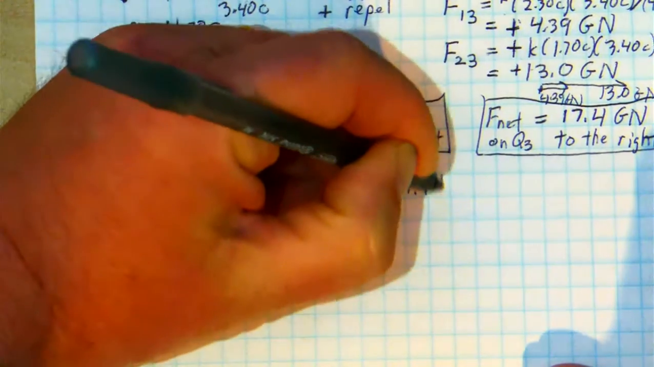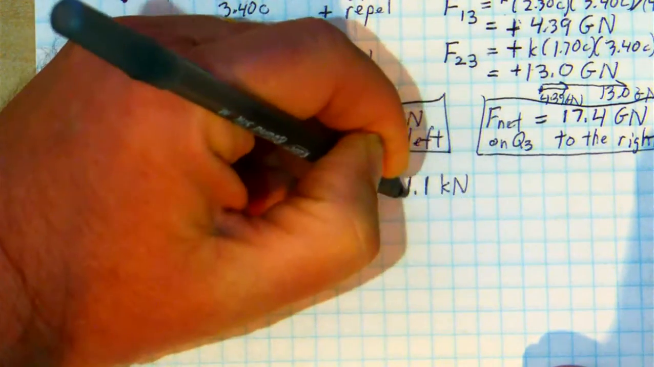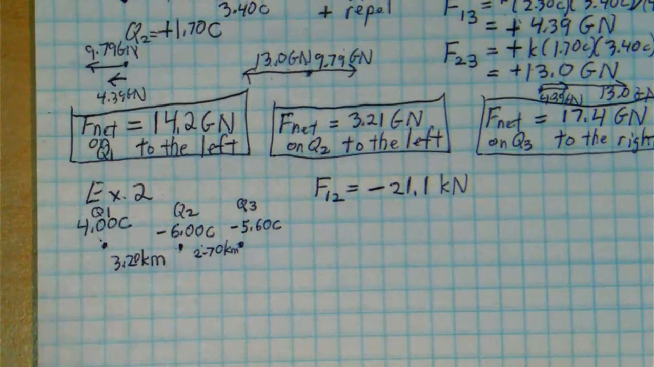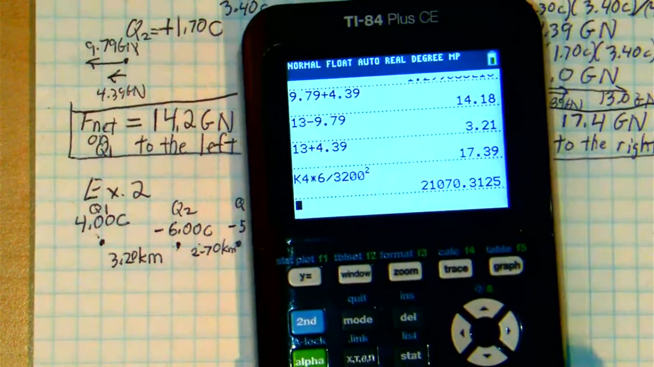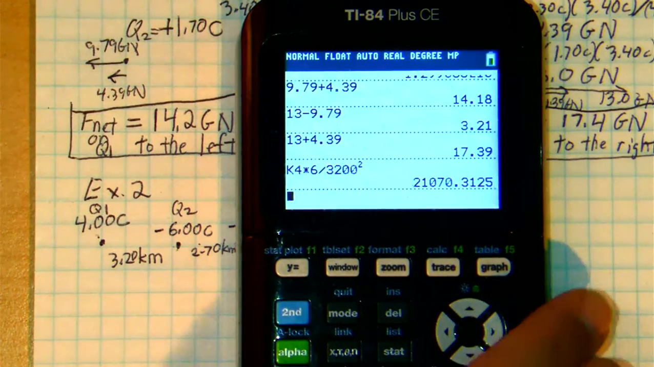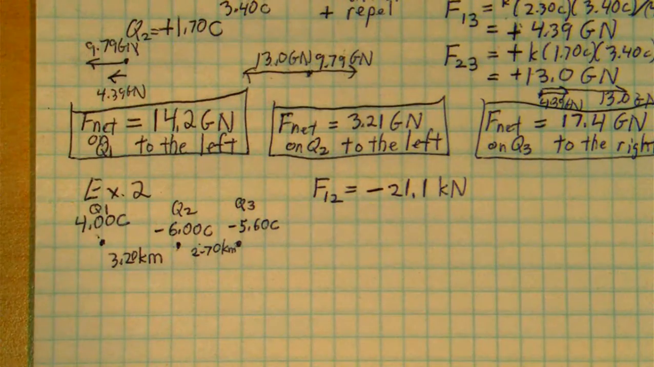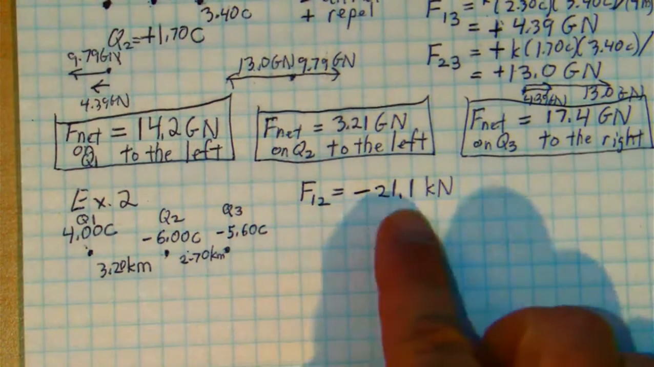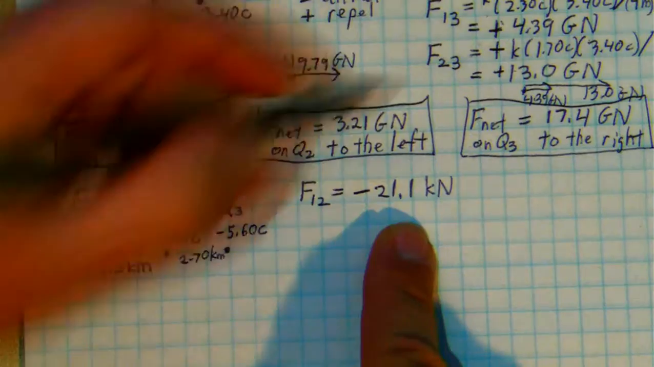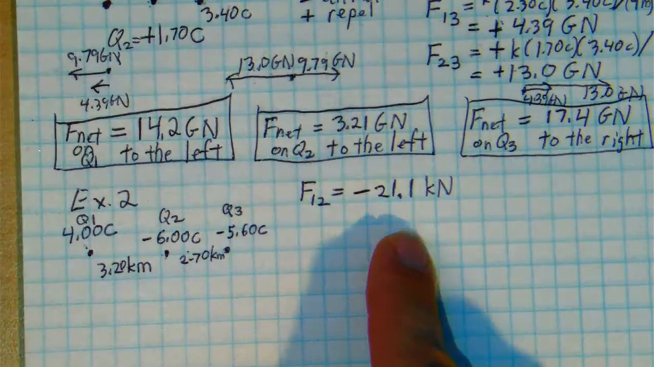My calculator displays a value of 21.1 kilonewtons. So it's actually displaying 21,070.3125, which I'm going to express with Greek prefixes as attractive force of 21.1 kilonewtons.